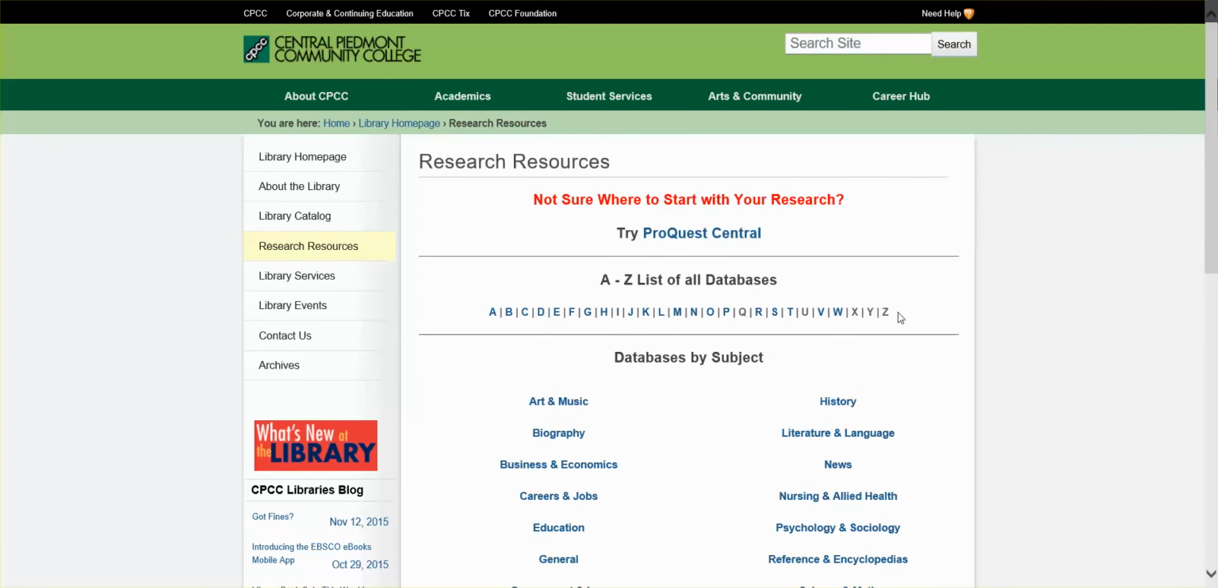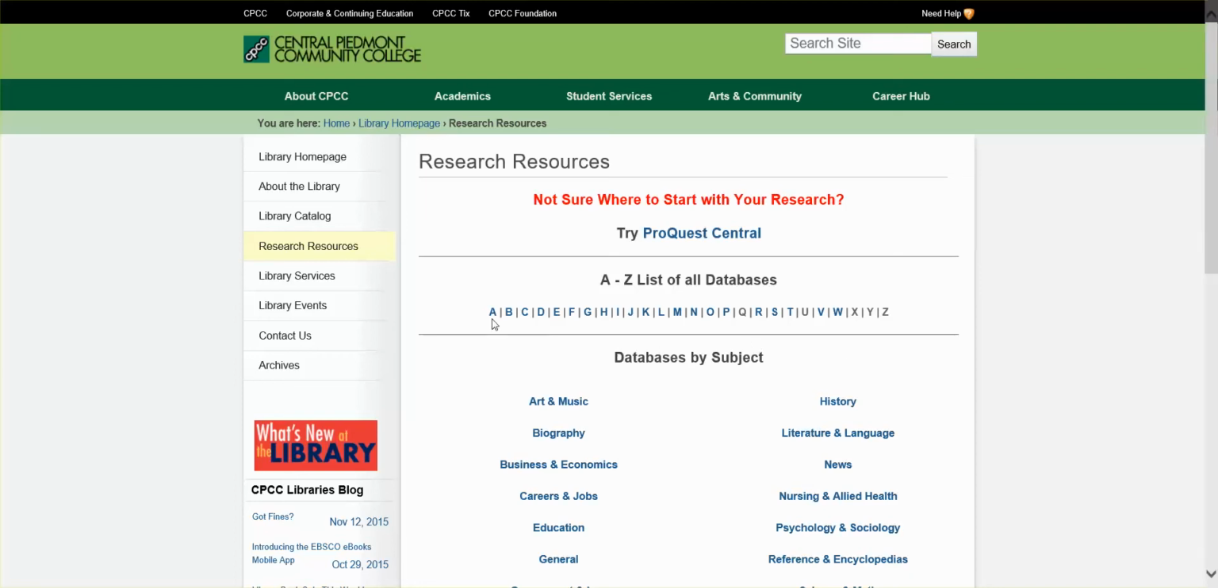And a database is just a collection. Instead of subscribing to a lot of different journals and having to find physical space for them in our library, what we do at Central Piedmont and a lot of other small schools or community colleges who don't really have the money or the space to house a large print library, we subscribe to all these journals through databases, which can have hundreds of journals in each database.